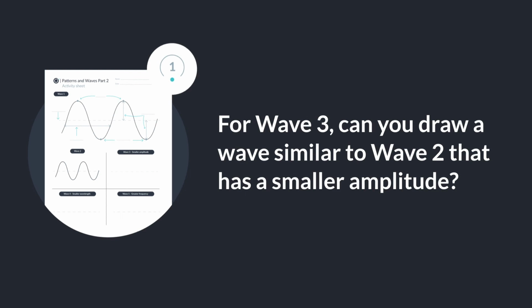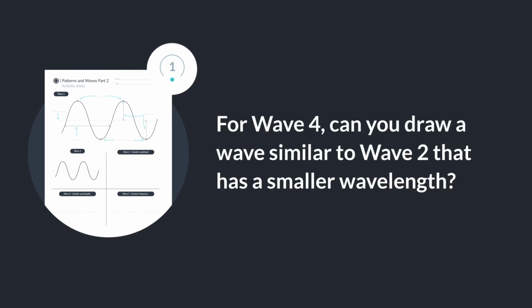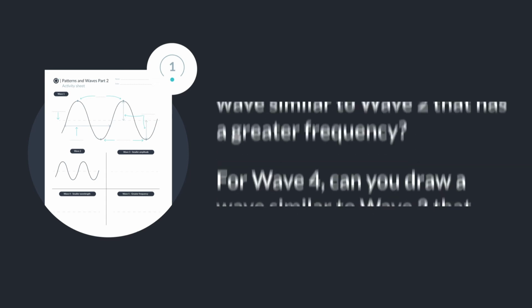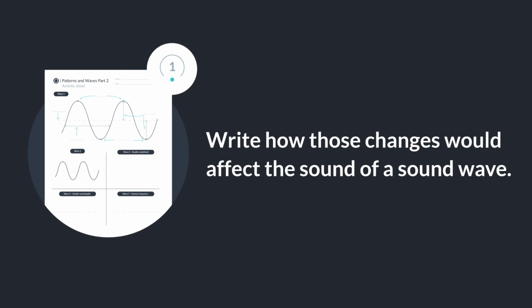For wave 3, can you draw a wave similar to wave 2 that has a smaller amplitude? At the bottom of the box, write how the sound would change if it had a smaller amplitude. For wave 4, can you draw a wave similar to wave 2 that has a smaller wavelength? And for wave 5, can you draw a wave similar to wave 2 that has a greater frequency? Write how those changes would affect the sound of a sound wave.